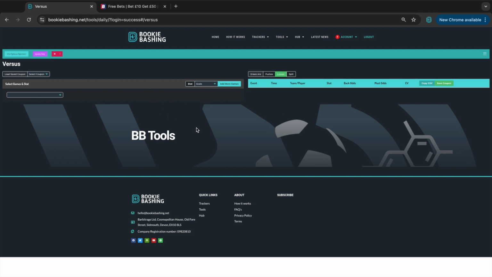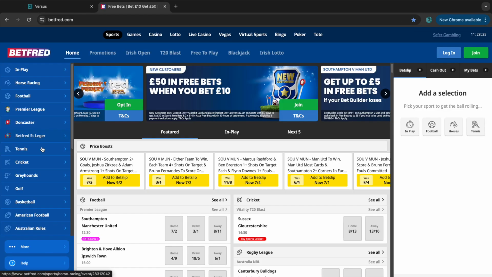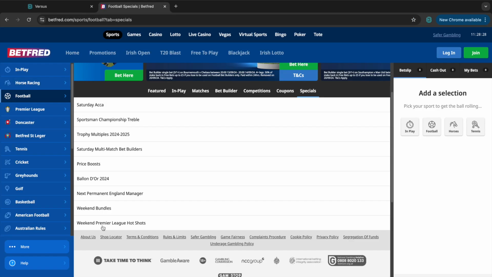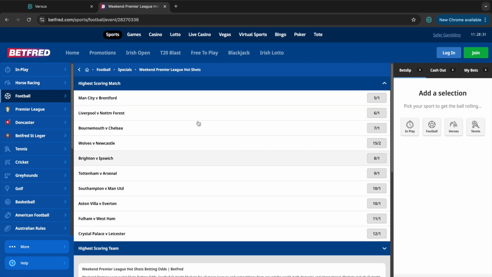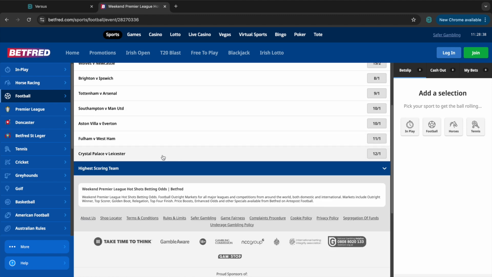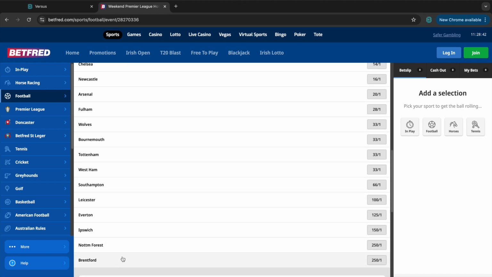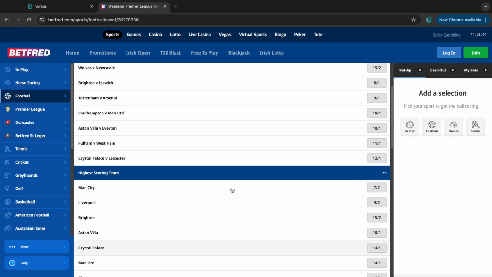Why would we want this? Well, let's have a look at a market over at Betfred. In football, you can go to specials. At the bottom, there's Weekend Premier League Hot Shots, and that's the highest scoring match in the Premiership, Man City versus Brentford, 5-1. The match I'm going to see tomorrow, Wolves Newcastle 15-2, Crystal Palace Leicester 12-1. Highest scoring team, Man City 7-2. All the way at the bottom, you got Nottingham Forest 250-1.